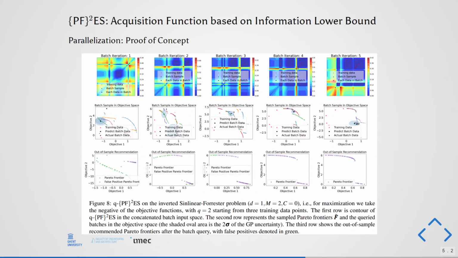As a proof of concept, we show here a one-dimensional multi-objective optimization with a batch query number equal to 2 per batch. We are able to say that after 5 batch iterations, we are able to recommend the Pareto frontier in a very accurate way.